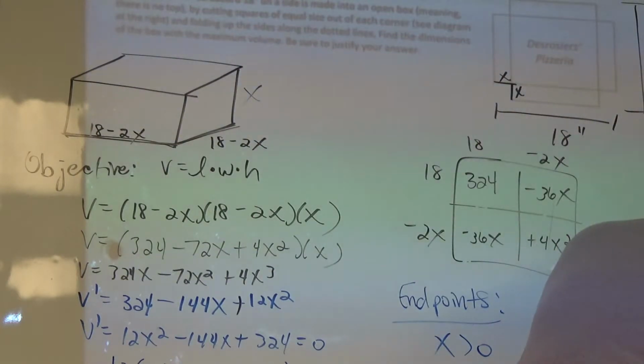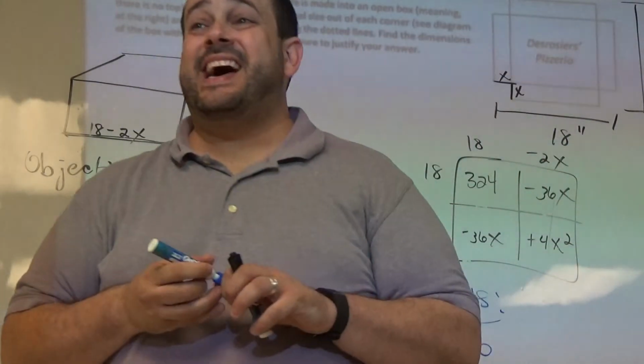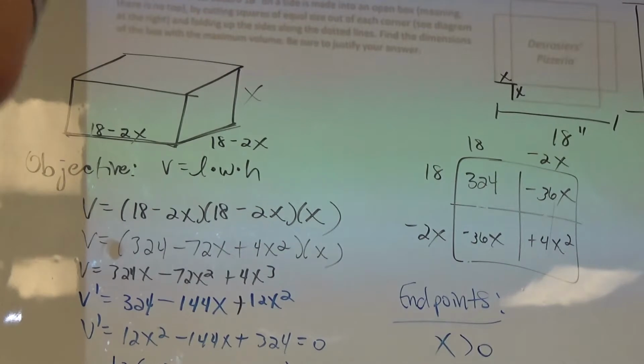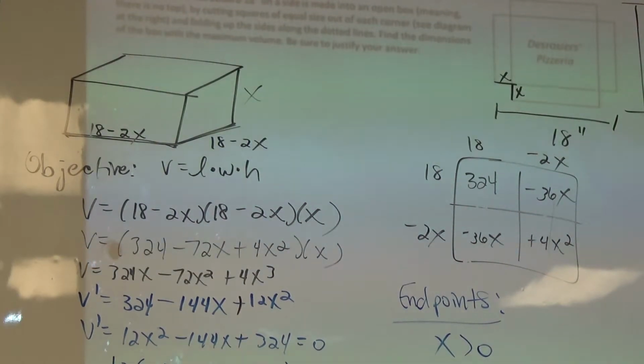Your width is 18 minus 2 times 3, 12 inches. And the height, don't fall for it, don't say 12 inches. 3 inches. These are not easy problems. Lots of places to go wrong.